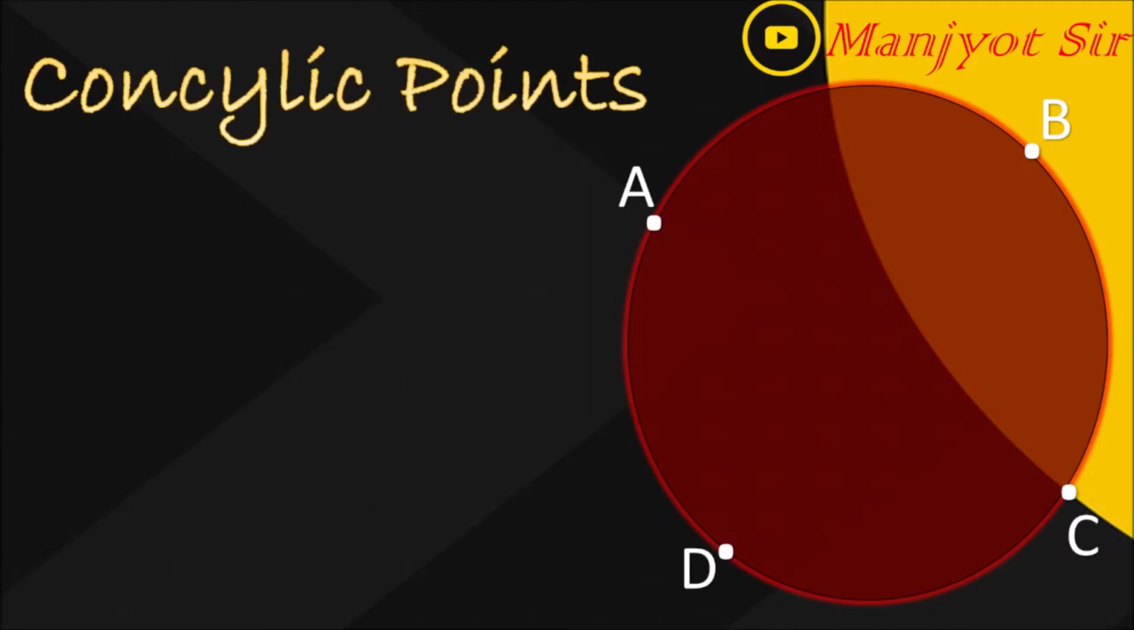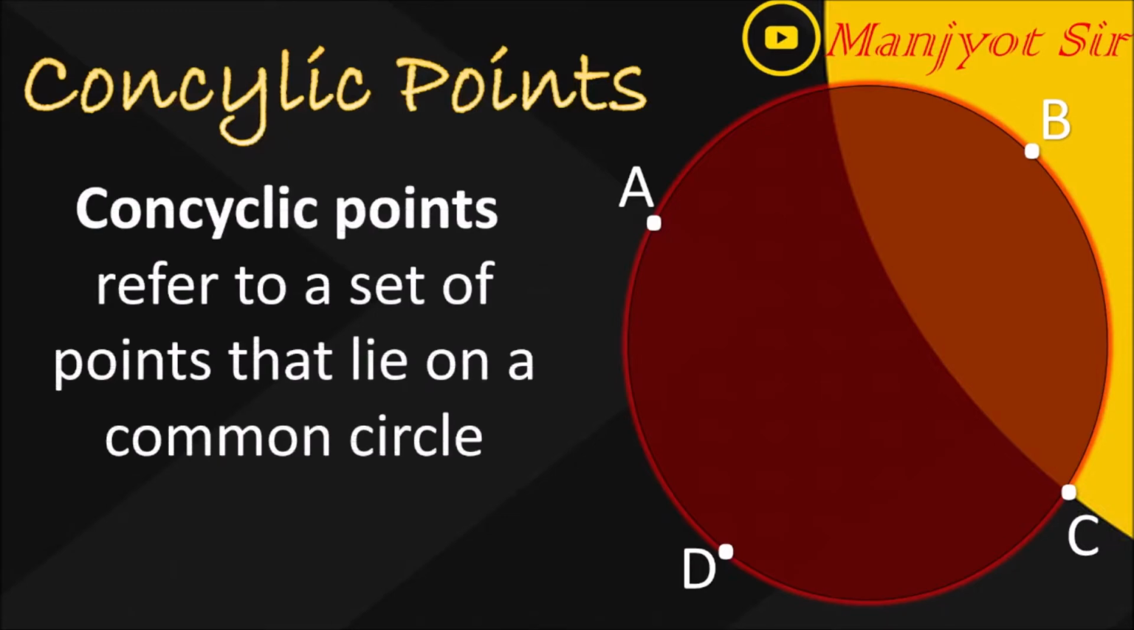Whenever we have a minimum of 4 points which are lying on the circle, they are called concyclic points. So what are concyclic points? Concyclic points refer to a set of points that lie on a common circle. Also remember that there should be a minimum of 4 points, only then we say that they are concyclic points.